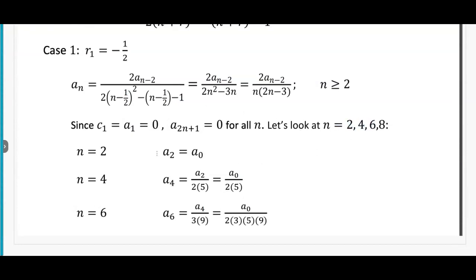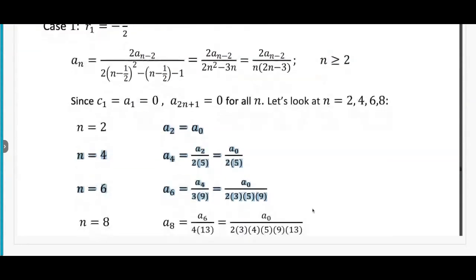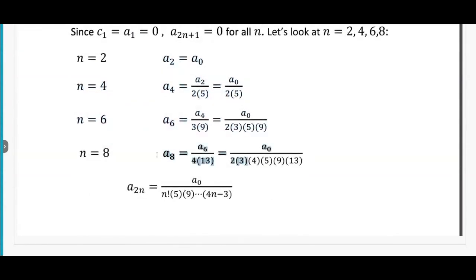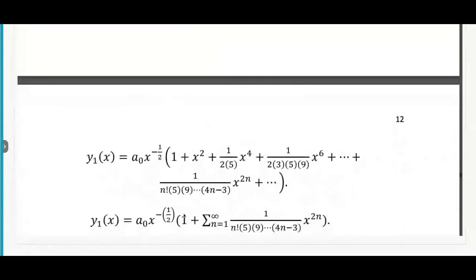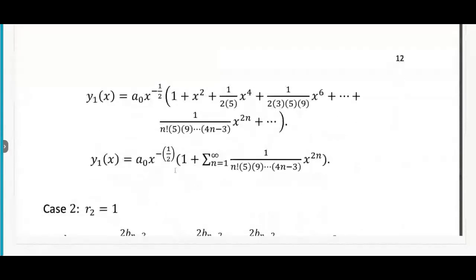Then for the even terms, we'll find the pattern similar as before. We find the pattern, then we form the 2nth term, the even terms. We see the 2nth term has a relation with the first term with this scalar 1 over this. So we can write out our solution.